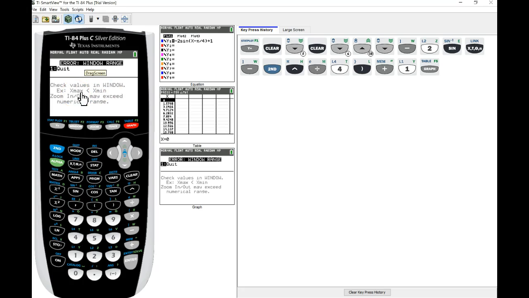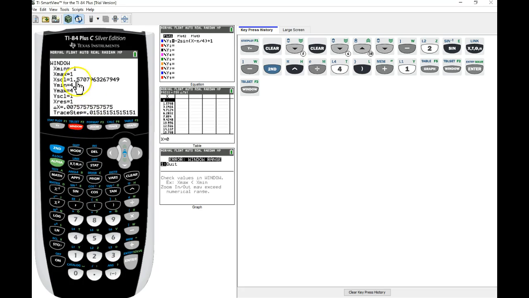What does that mean? Well, a maximum can't be smaller than a minimum. By definition, the maximum has to be a bigger value. So let's go look at our window and see if there's anything going on there. So I'll press the window button, and x min is -1, x max is +1. Well, that's fine. Y min is 4, Y max is 4. That's a problem, because the Y min isn't smaller than the Y max.